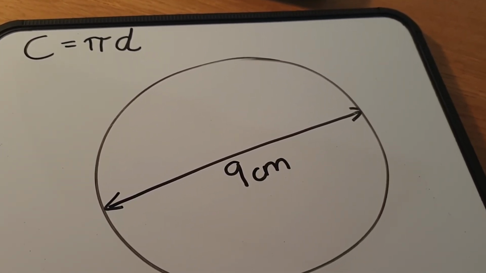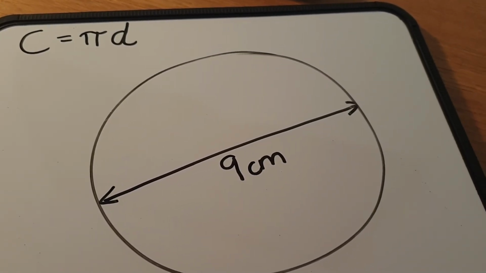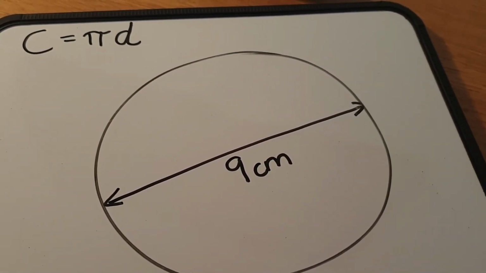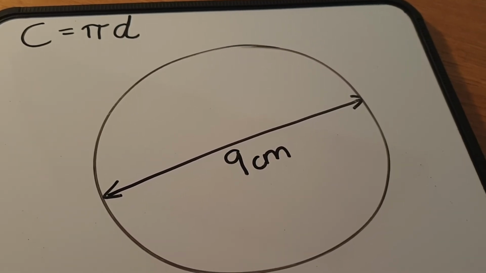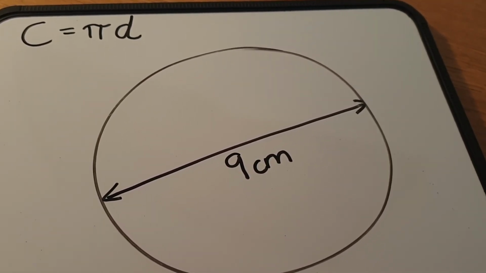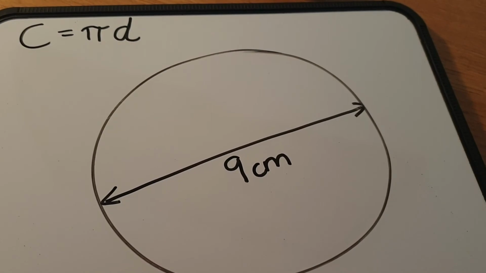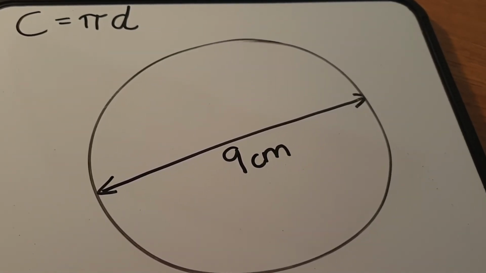If you did not have a scientific calculator, you would just have to use 3.14. But it's more accurate to use pi. Okay, remember, you'll just get a slightly different answer from the book if you use pi instead of 3.14, but I think it's more accurate.